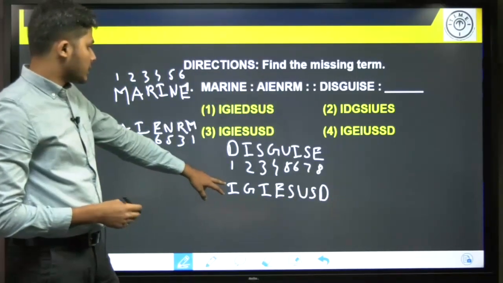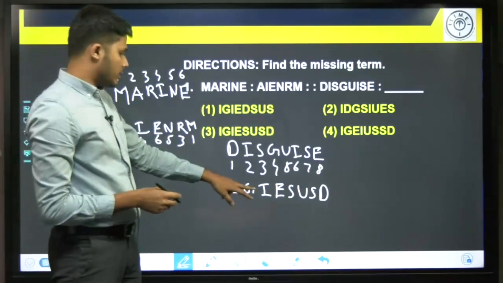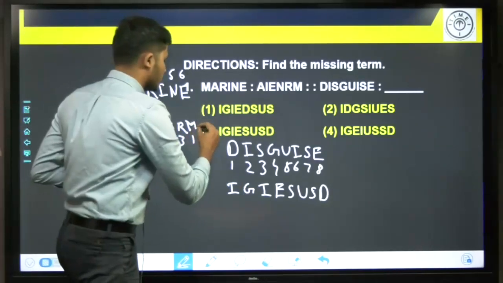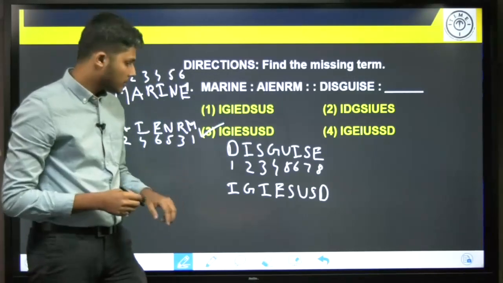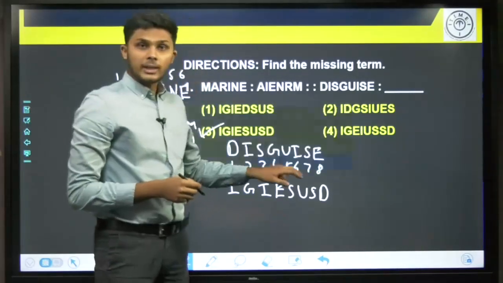We can see the same option is in the third option. The third option is the missing term. Let's look at the next question.